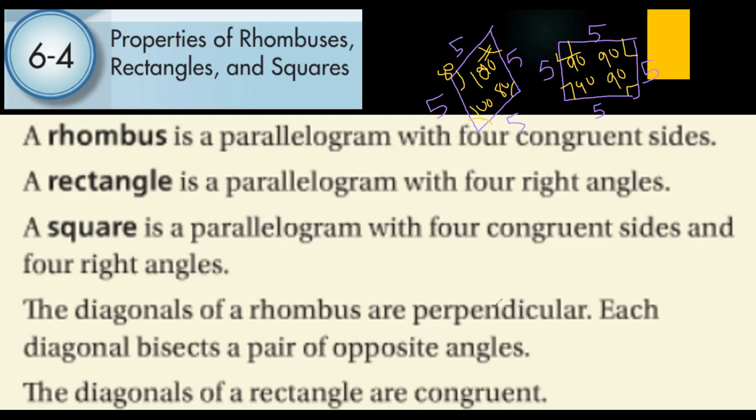How are they the same and how are they different? They are the same in that all four sides are congruent. All of them have the same length. But in the square, all the angles are right angles, while in the rhombus, all the angles are not right. It could be any angles. But don't forget, since they are parallelograms, each two opposite angles must be equal.